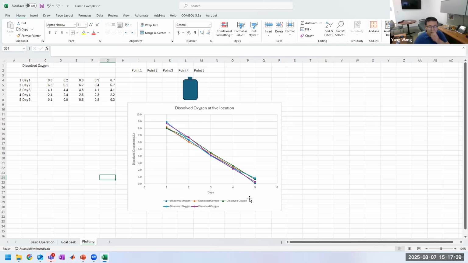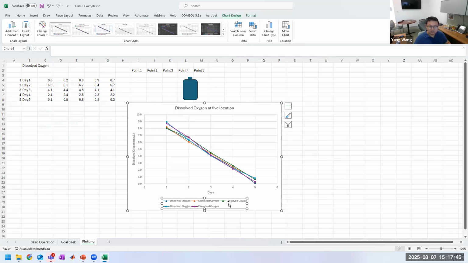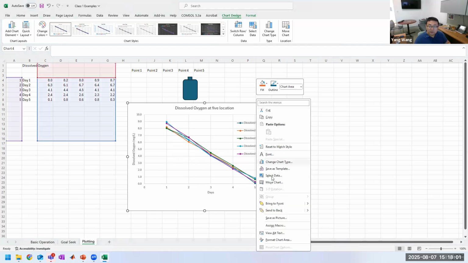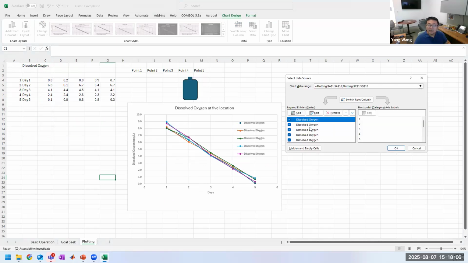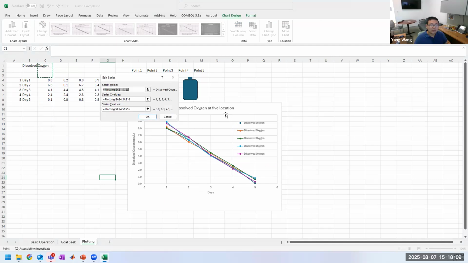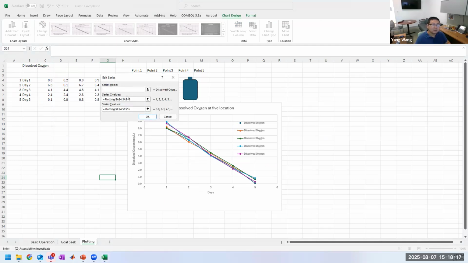Okay, so here you have the legends for the different lines, right? Unfortunately, the legends are all showing the same text, dissolved oxygen. So you can edit it a little bit. You can move it, and then to edit the legend, you go to select data. Here in the data selection you can further edit it. Right now it's using the series name, but you can change to a different name.